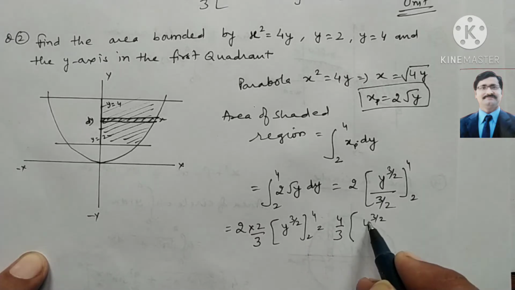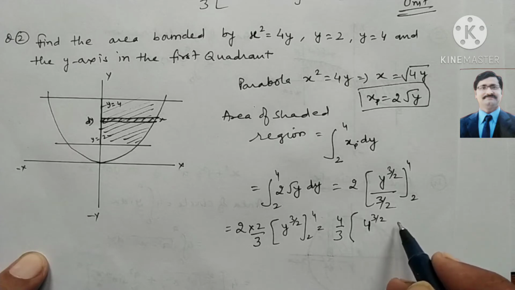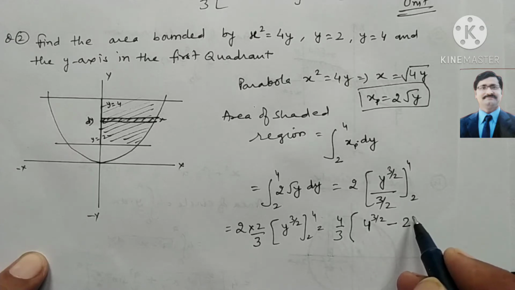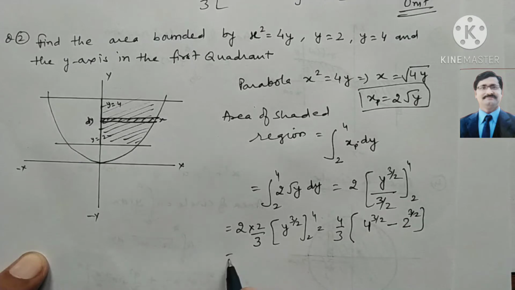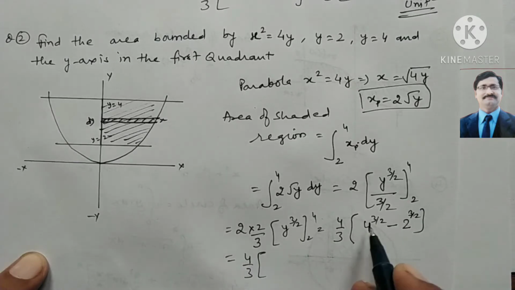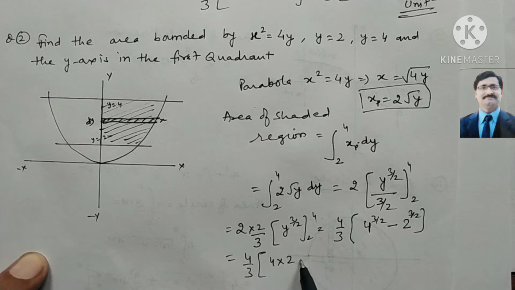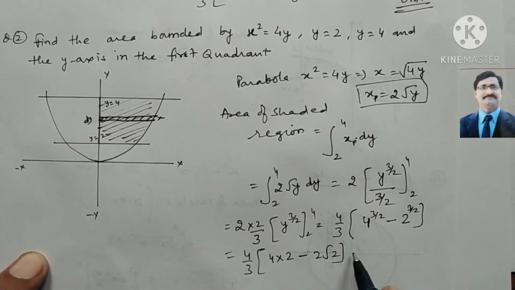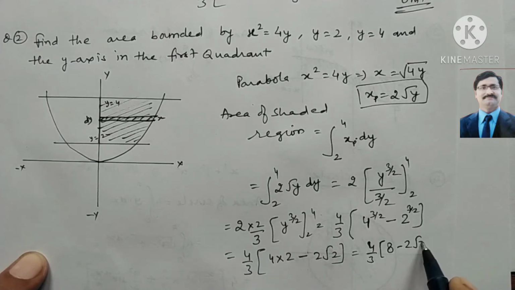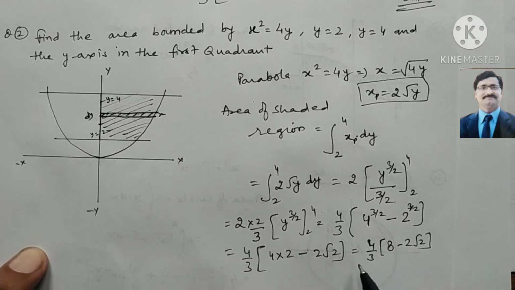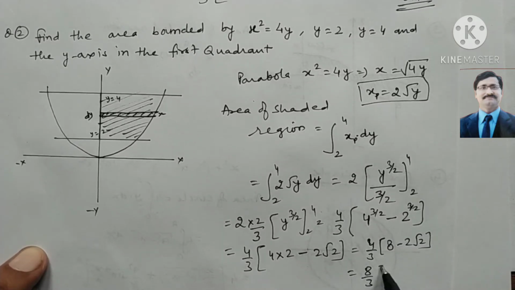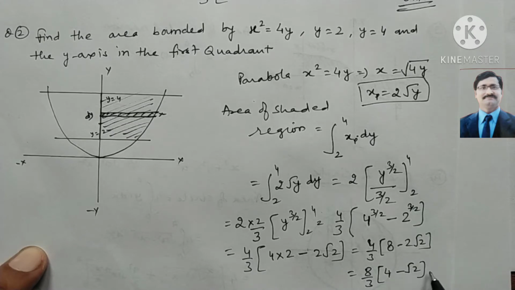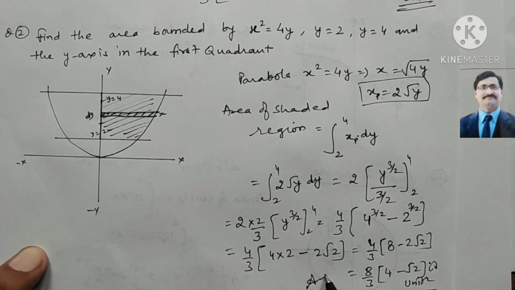4 by 3, 4 power 3 by 2 minus 2 power 3 by 2 we can write. So this will be 4 by 3, and 4 power 3 by 2 means 4 into 2 we can write, minus 2 power 3 by 2 means 2 root 2 we can write. So this will be 4 upon 3 and 8 minus 2 root 2. From these we can take 2 common. So we can write 8 upon 3 and 4 minus root 2. This is our unit square, and this is our answer. All of you understand this?